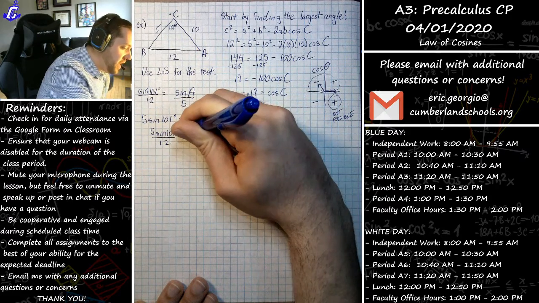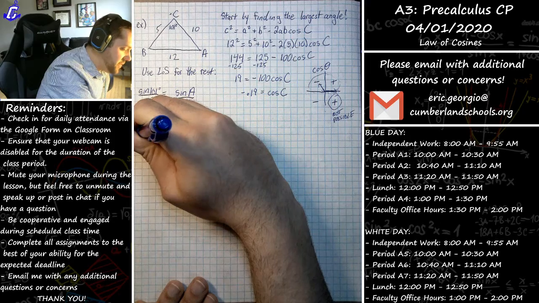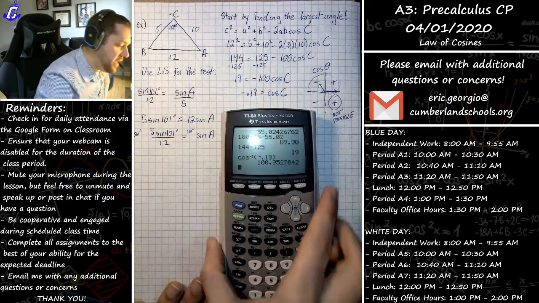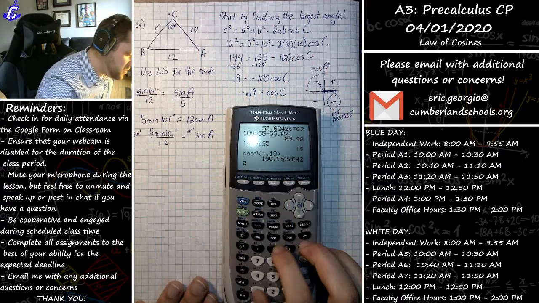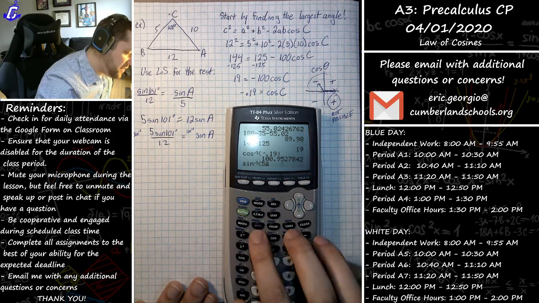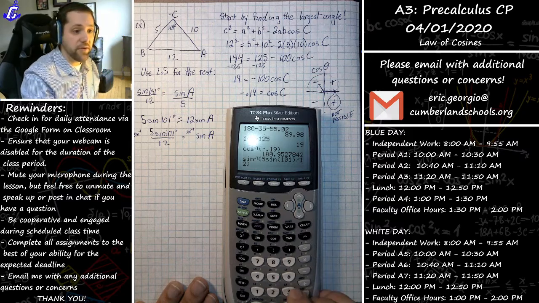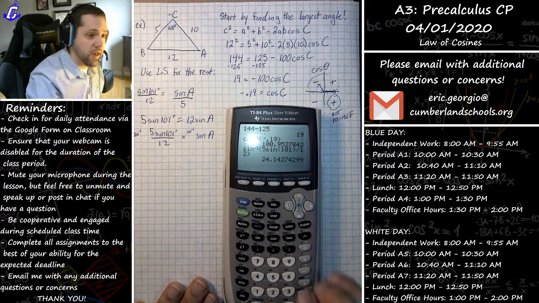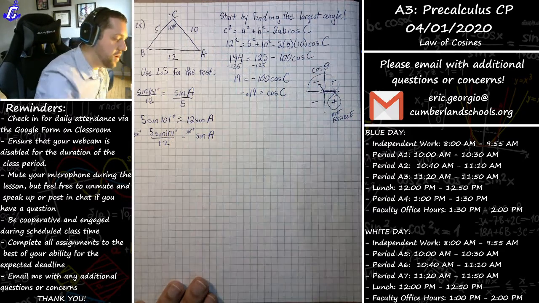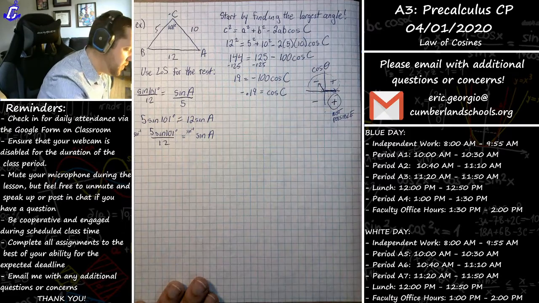In order to get rid of the sine, I need to apply the sine inverse on both sides. So, once again, handy dandy calculator. Let's do the sine inverse of 5 sine of 101 divided by 12. Again, ensure that your calculator is in degree mode when you do this, and you'll get that angle A is about, we'll call it 24.1.